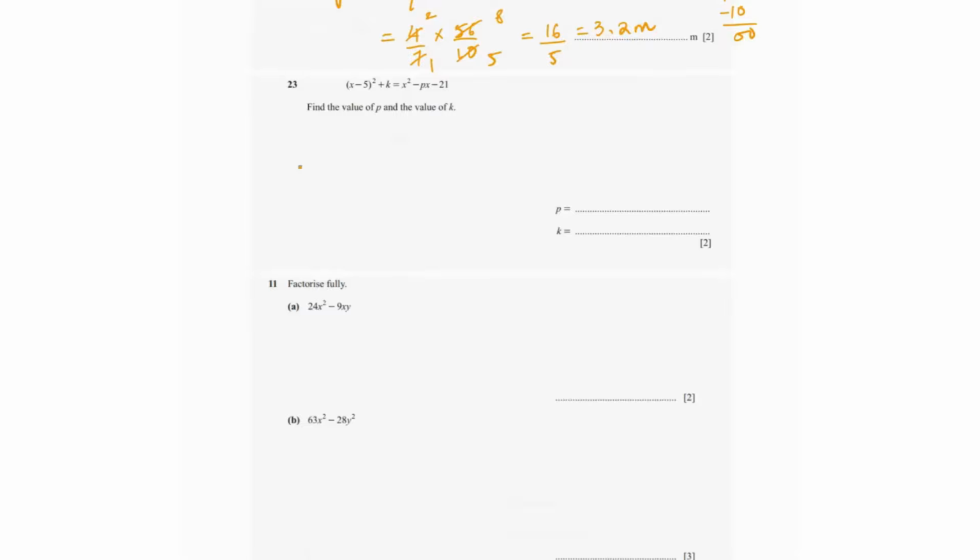So for example, I expand x minus 5 squared. So that's x minus 5 times x minus 5 plus k over here. X times x is x squared. X times negative 5 is negative 5x. Again, negative 5 times x is negative 5x, and negative 5 times negative 5 is positive 25. Remember, two negative values getting multiplied give a positive answer. So over here we have x squared minus px minus 21.